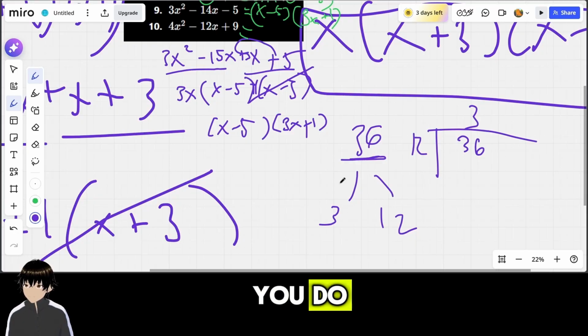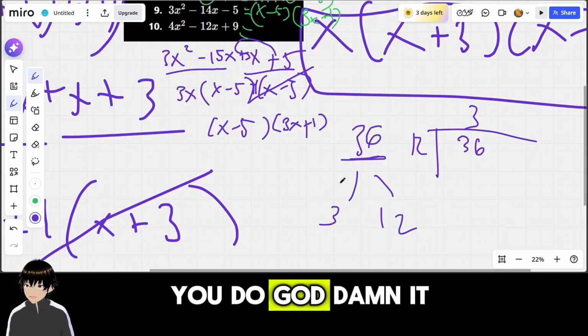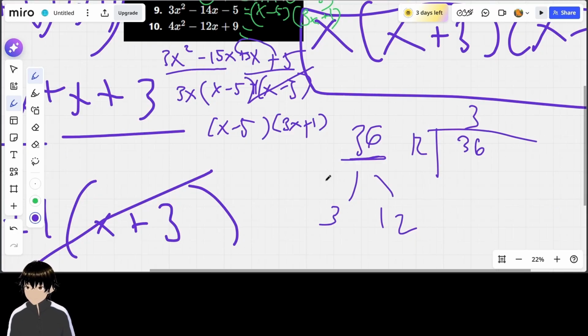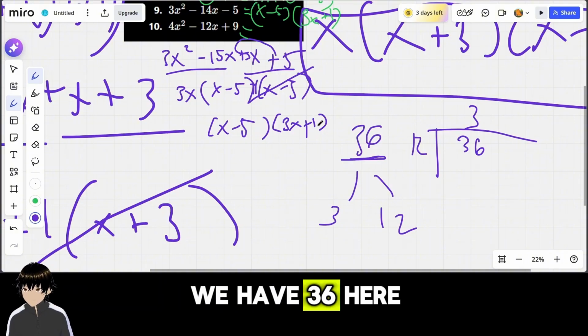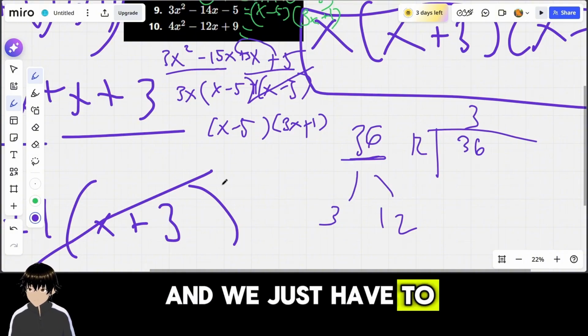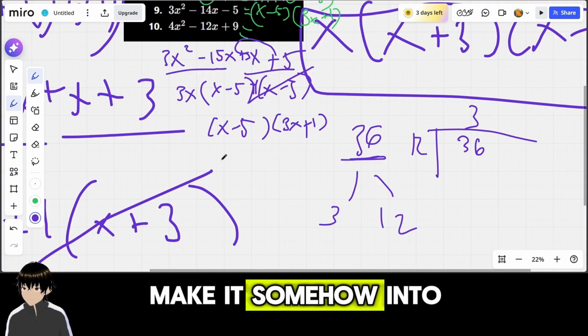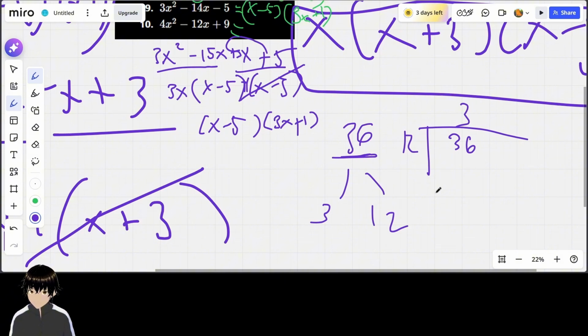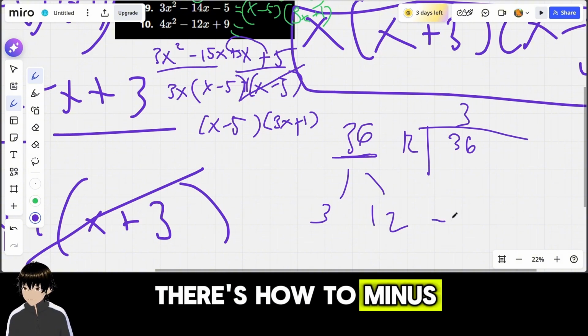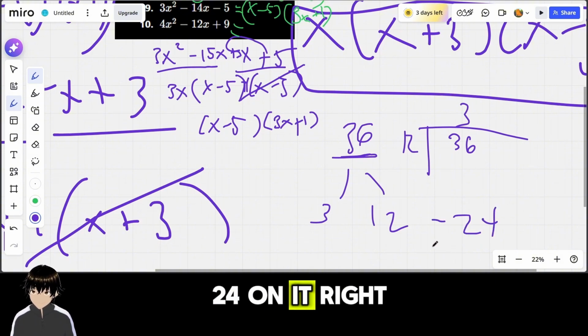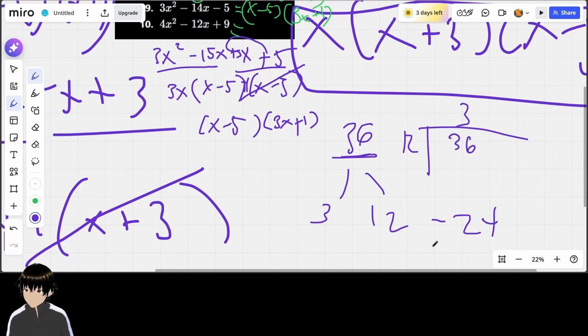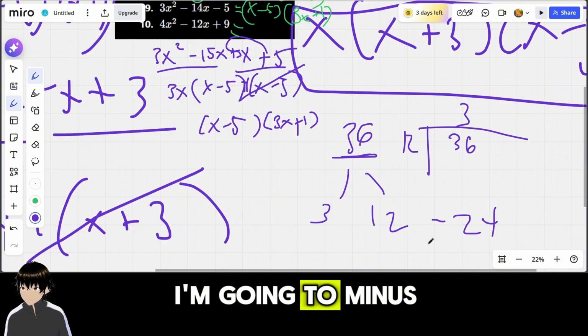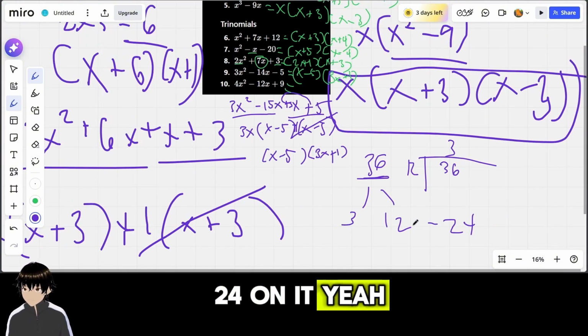What do you do? We have 36 here. And we just have to make it somehow into a 12. So if we try to make it into a 12, we're going to have to minus 24 on it. Right? We're going to have to minus 24 on it.